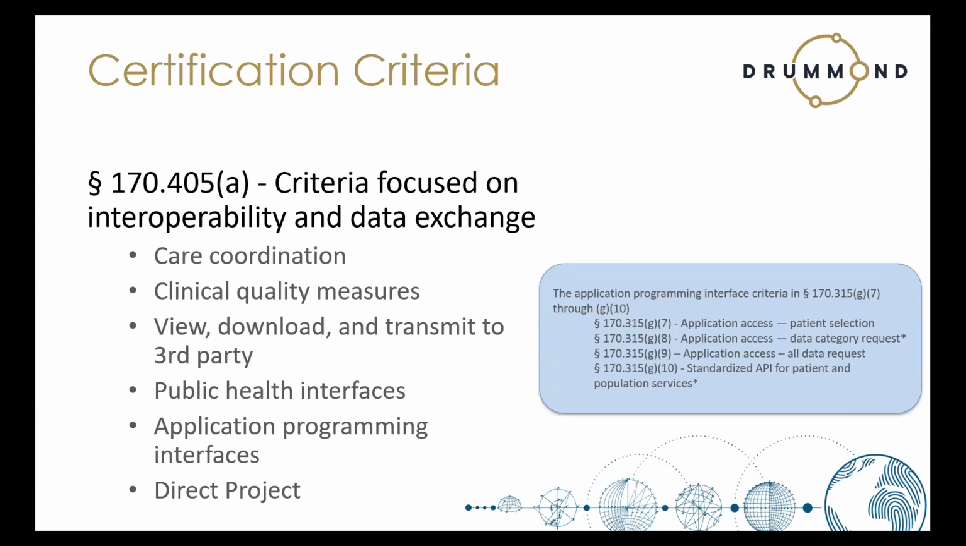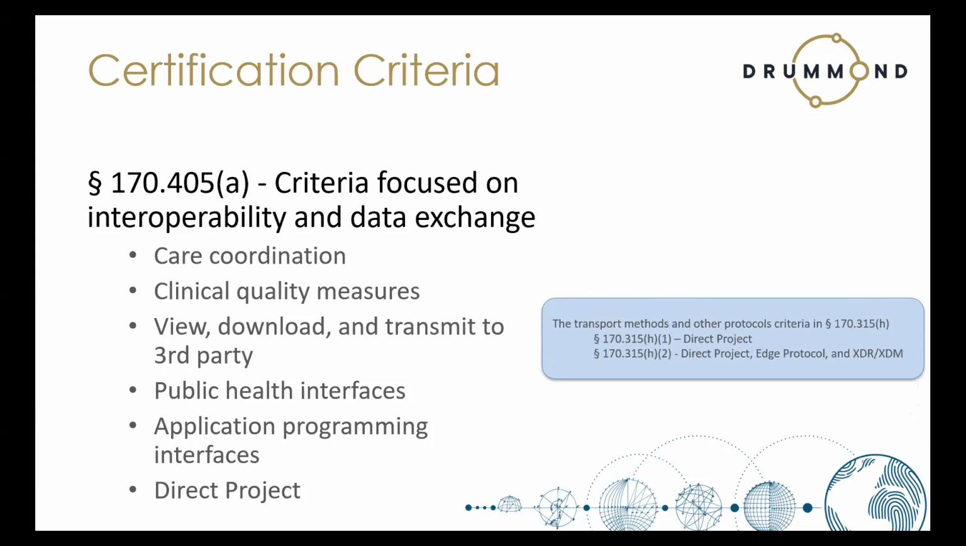Important to note there that when we talk about criteria, some are mutually exclusive, those are the 2. As you can expect, the transport methods and other protocols criteria that have to do with the Direct Project, both the Direct Project itself, and then again, the edge protocols and input-output criteria. So again, with the new 170.405(a), you'll notice it's broken down into these 6 categories for real-world testing. So if you have a CHPL listing, and we'll break this down a little bit more, for any of these criteria, one, all, or some, they're making their way into your real-world testing activities.